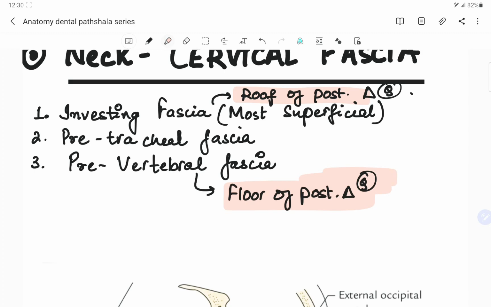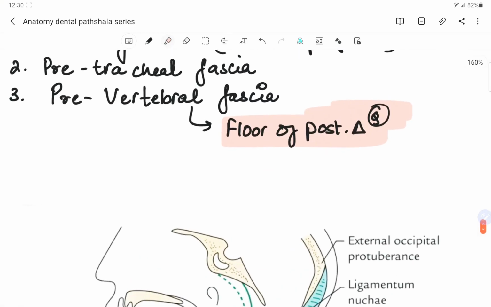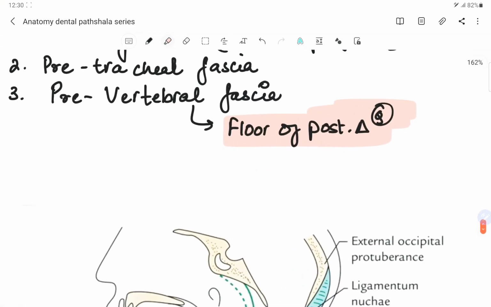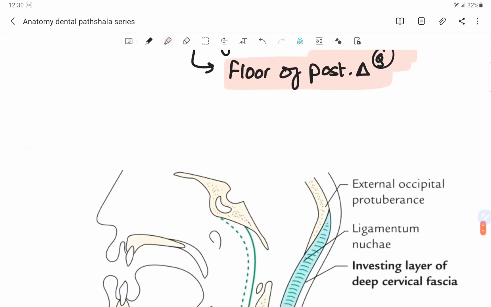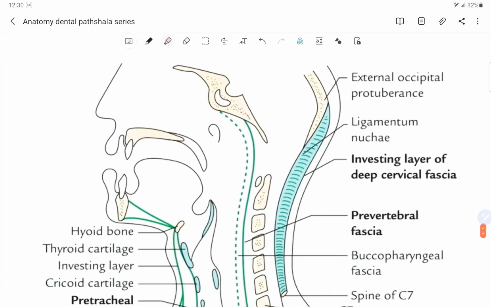Once you remove the investing fascia, we are going to see the sternocleidomastoid as well as the trapezius, and along with that we are going to see the posterior triangle of the neck, which we have studied in the previous part. And once you remove all the muscles, then you are going to see the prevertebral fascia, which is present at the floor of the posterior triangle. And all these fascia contribute to the carotid sheath as well.